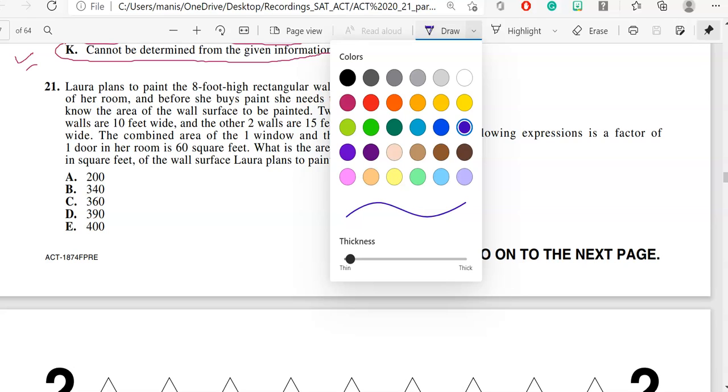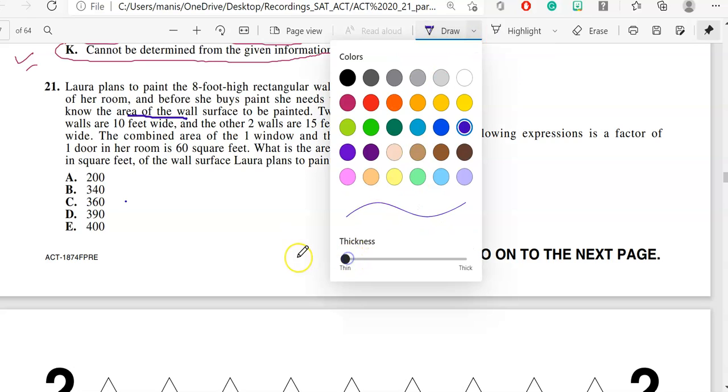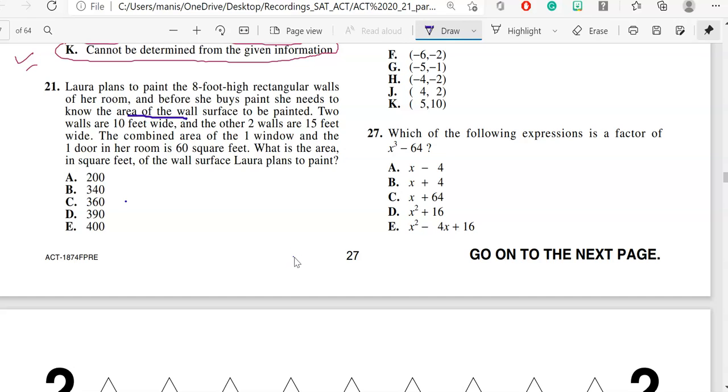ACT Part 1, Session 2, Question number 21 till 40. Laura plans to paint the 8-foot high rectangular walls of her room. Before she buys paint, she needs to know the area of the wall surface to be painted. Two walls are 10 feet wide, and the other two walls are 15 feet wide. The combined area of the one window and the one door in the room is 60 square feet. What is the area in square feet of the wall to be painted?